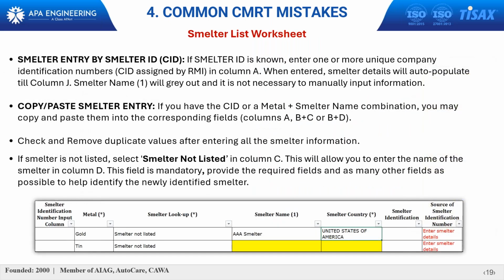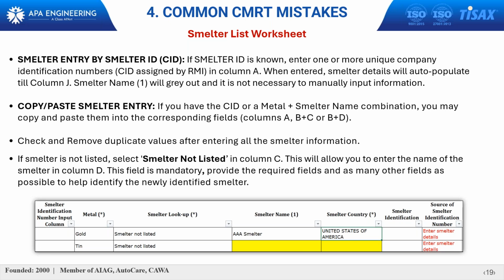Here we'll discuss the smelter list tab, and it is a very important part. We have a few methods to complete the smelter list sheet. First is smelter entry by smelter ID, which is the most preferred method. If the smelter ID is available, please input the list of smelter IDs in column A. Now, once the smelter IDs are entered, the smelter details will automatically populate till the column J, and the column D, which is the smelter name column, will be displayed in a grayed out format.